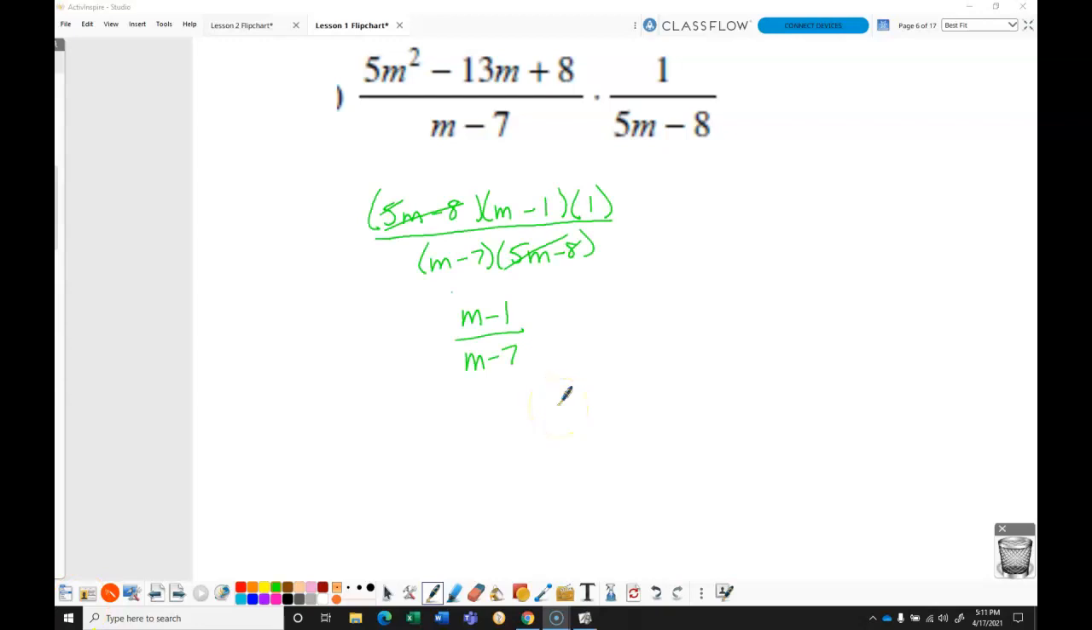All right, here are our solutions. So this trinomial factored into 5m minus 8 and m minus 1. I just brought the 1 down. I really didn't even have to write that piece. Then I just brought the denominators together. And I noticed the 5m minus 8 canceled out. And so I wrote the simplified answer. Let's try another one.